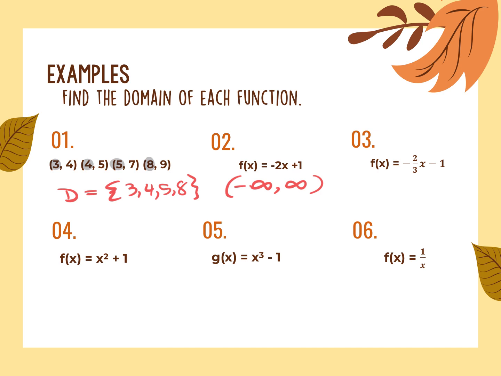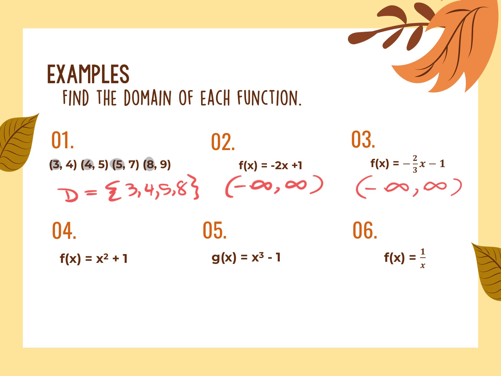So the next one, same thing. The x is not in the denominator of the fraction. This is linear. It's y equals mx plus b form. My slope here is just a fraction, and that's okay. So this one is also all real numbers.